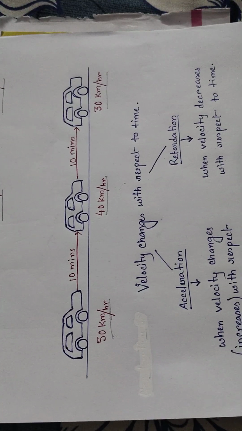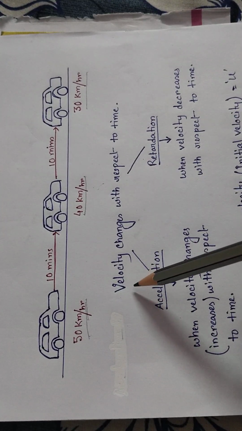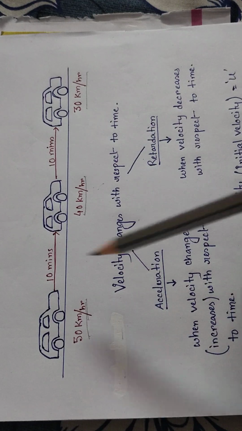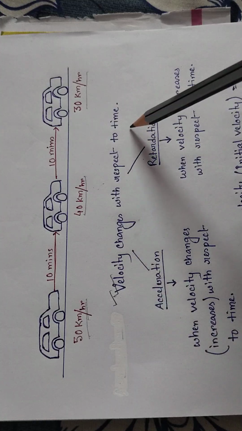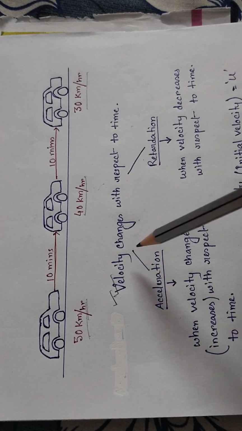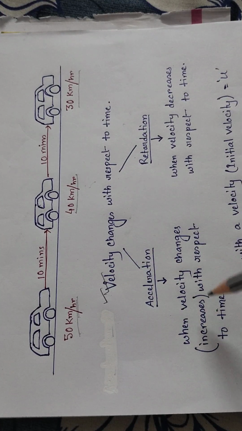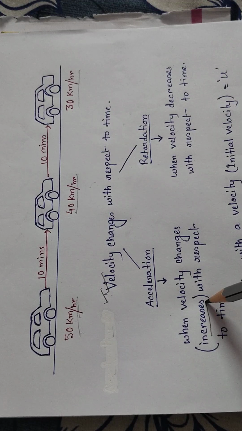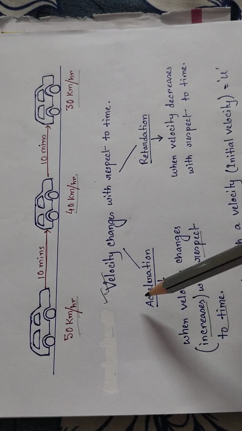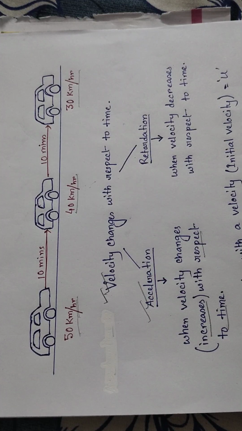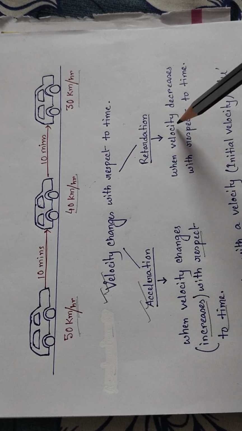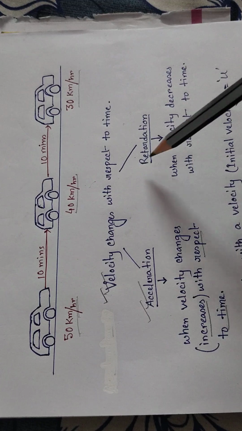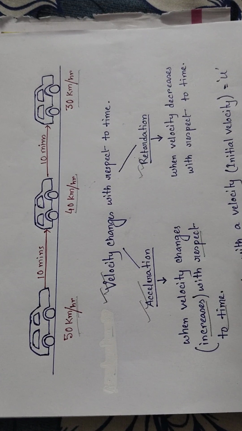So by these two examples we can see that the velocity is changing with respect to time. In the first example the velocity increases with respect to time, and when the velocity increases with respect to time, acceleration is taking place. Whereas when the velocity decreases with respect to time, that is retardation.